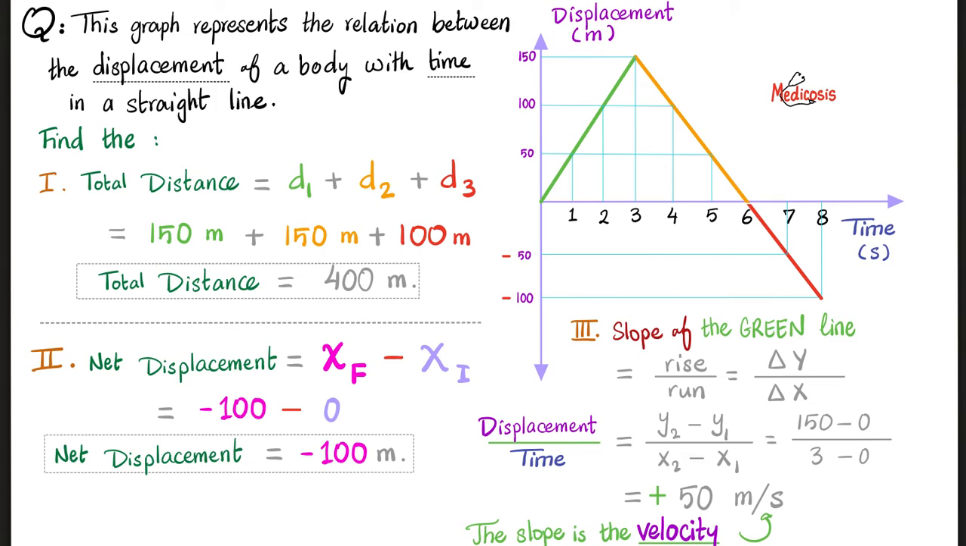The slope is rise over run. What's the rise? Displacement. What's the run? Time. Displacement over time is velocity. And then 150 minus 0, that's the rise. 3 minus 0, that's the run. This part right here is the slope of the green line, and you do the math, you find the slope is positive 50 meters per second.